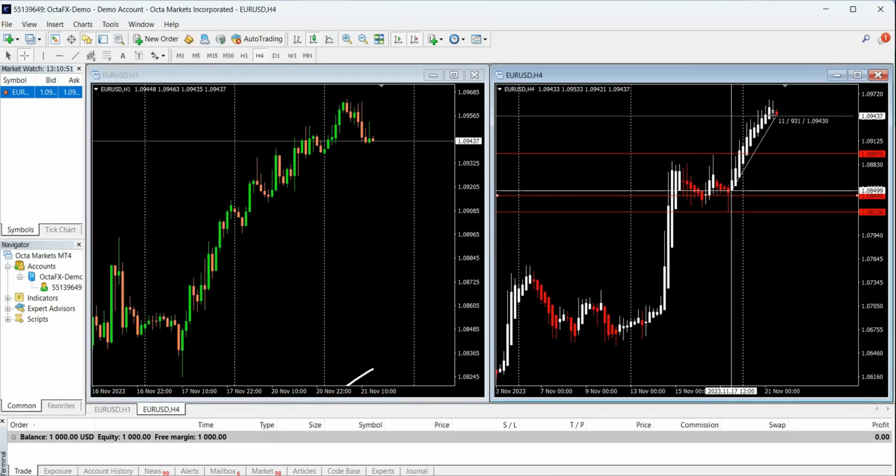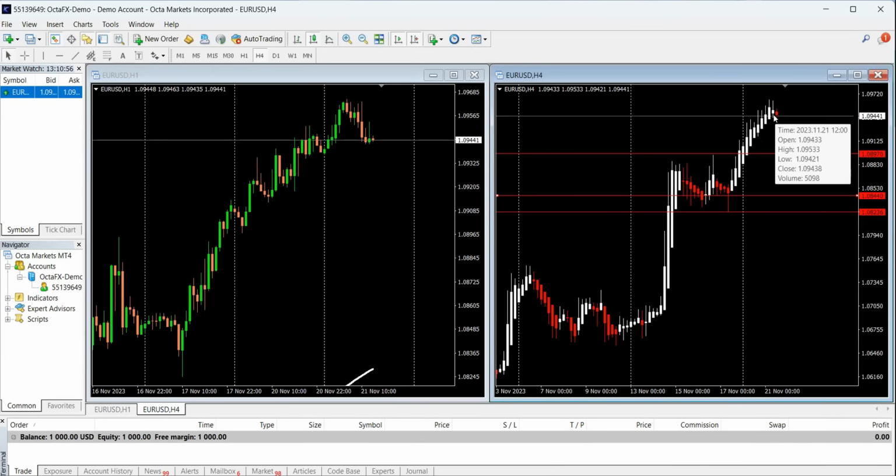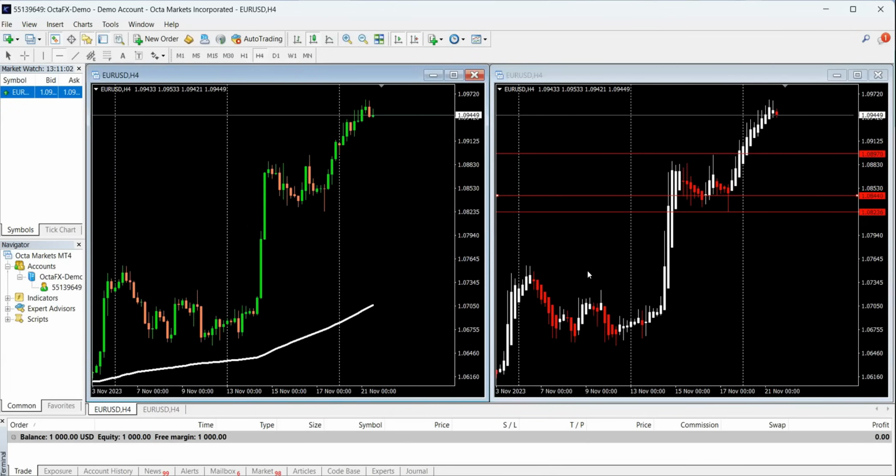All right, so either way. All right, so that's it. So it simplifies. Let me change this one to a 4-hour candle. So look at both sides of the chart. I want to apply EMA 200 here also.